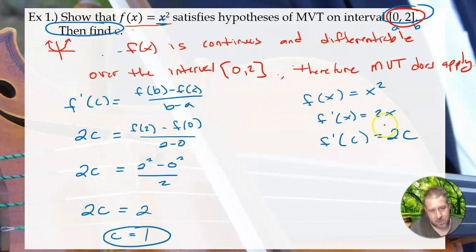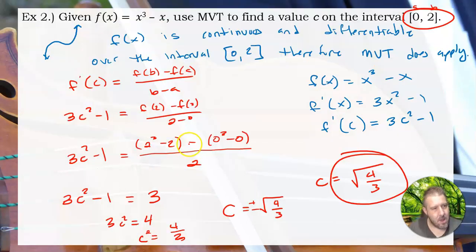Now, this is just me showing the work of what I just did a second ago. Yeah, I did use c to represent x in this case, and that's how I plugged it in. All right, let's take a look at another one. It says, given this function, use MVT to find the value of c over the interval from 0 to 2.